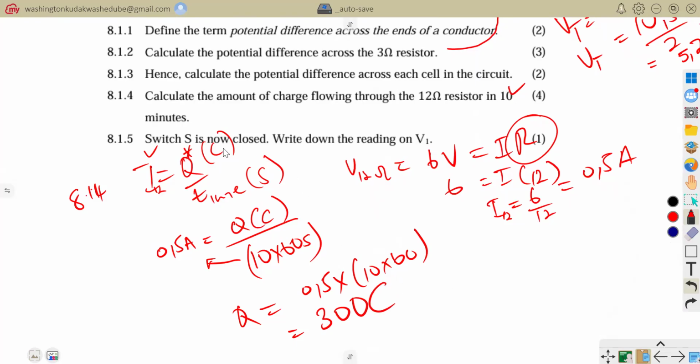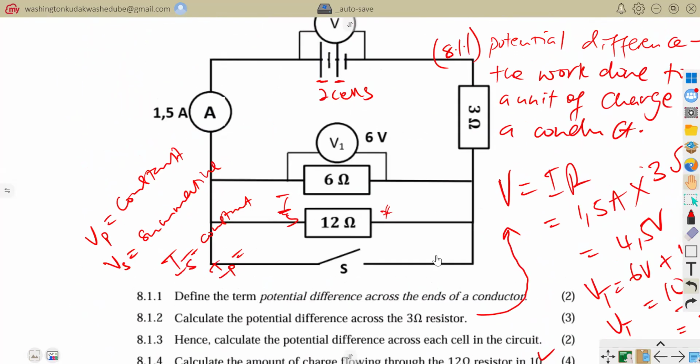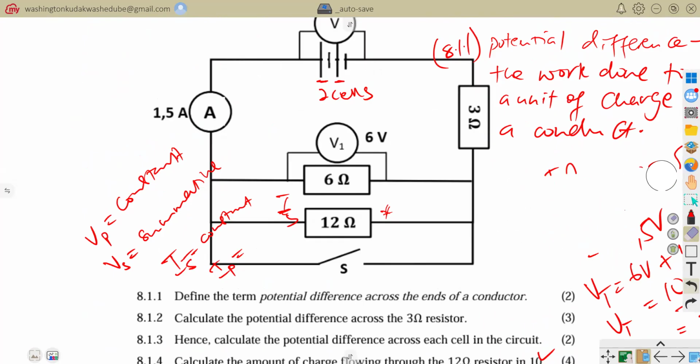So now they're saying switch S is now closed. Write down the reading on V1. This is switch S. Just allow me to go to switch S. So we are saying that switch S is now closed. If we close this switch, what happens? Let me just get to rub here so that you can see what's happening.